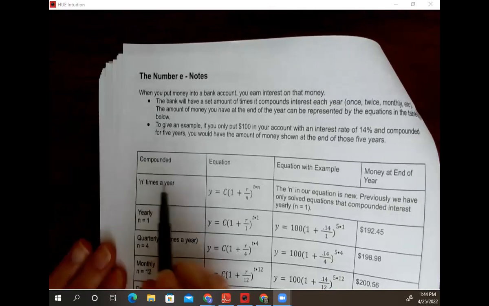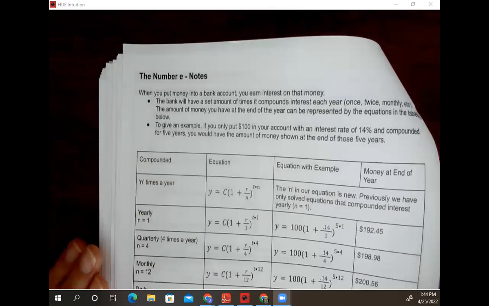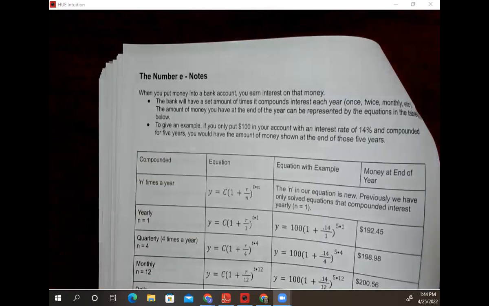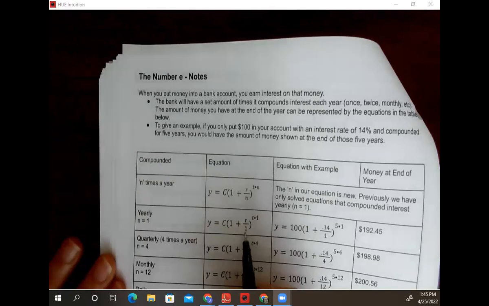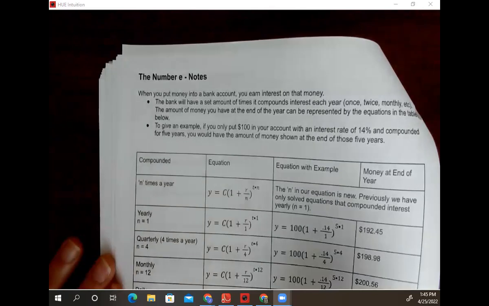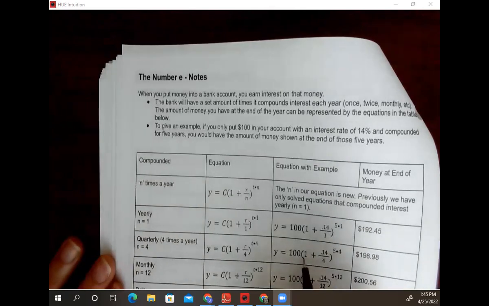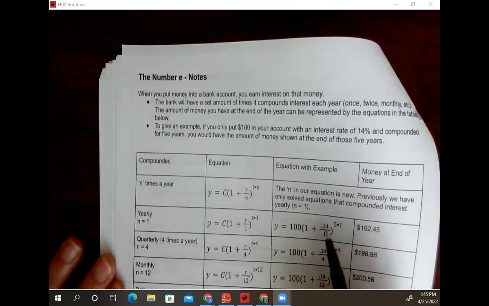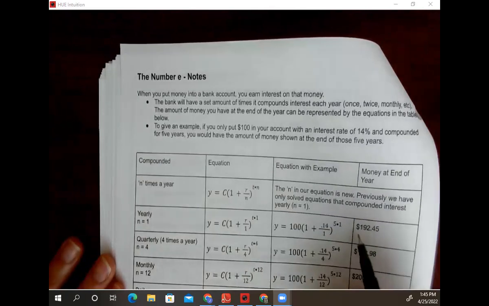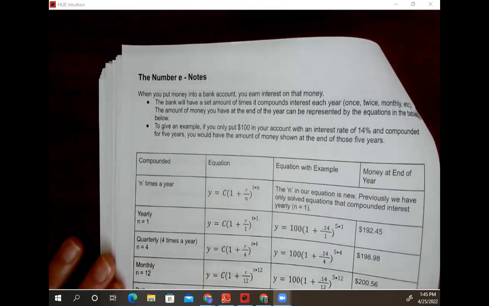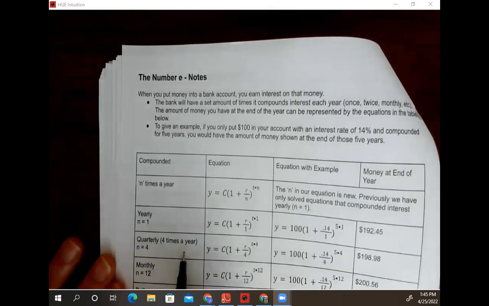My generic form says n times a year. I don't know how many times a year yet. Yearly means my n value is 1, so for yearly, we've plugged in 1 here for n. For my specific example, with $100 at 14% for 5 years, I plugged in values for all of these other pieces of my function. And this is how much money I have in my account at the end of that year, including the interest that I've collected. Quarterly means 4 times in a year.